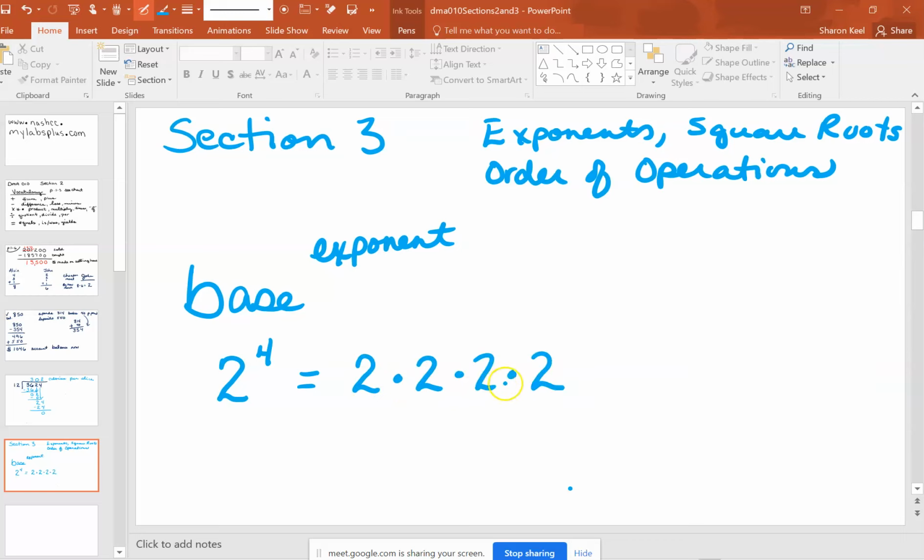2 times 2 times 2 times 2. 2 times 2 is 4. 4 times 2 is 8. And 8 times 2 is 16.